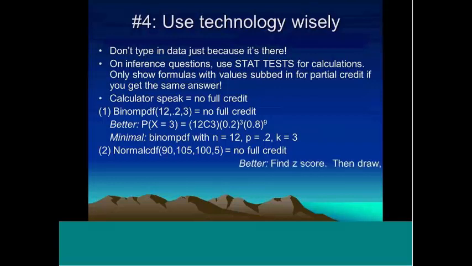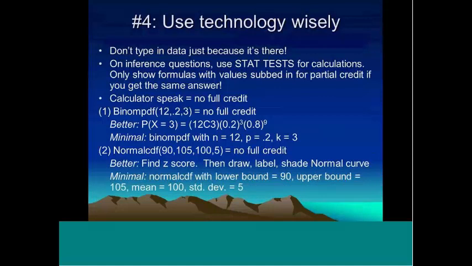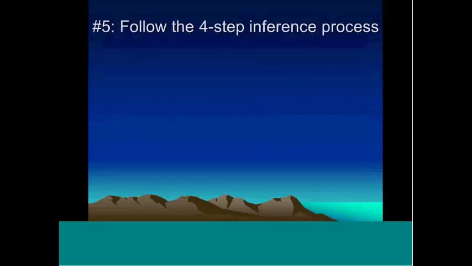In my opinion, better, find a z-score and then shade a normal curve to indicate what you're finding. But the minimal would be to use the normalcdf command and indicate that 90 is the lower bound, 105 is the upper bound, 100 is the mean, and 5 is the standard deviation. So students should not expect to get full credit if all they write is calculator speak with an answer. They need to label those inputs. This is something that's trainable and that can save them the loss of some credit if you tell them right now. It's very easy and clear to tell them that.